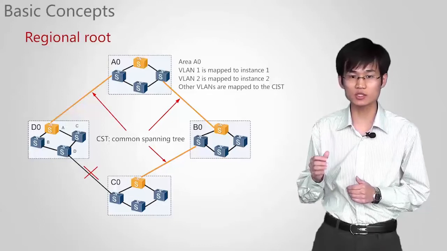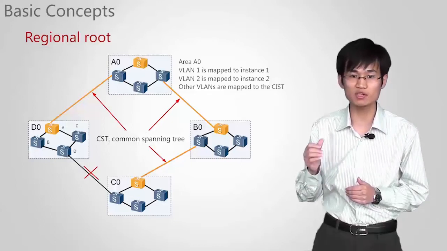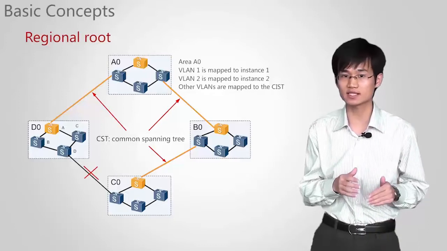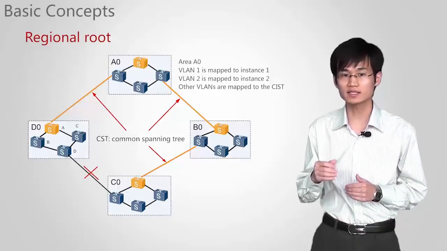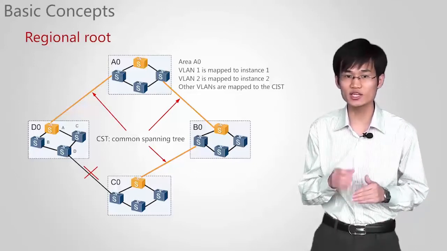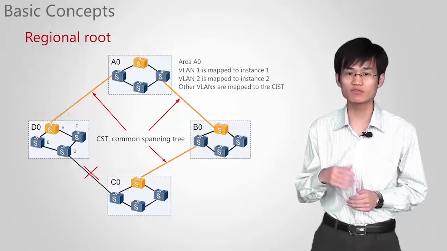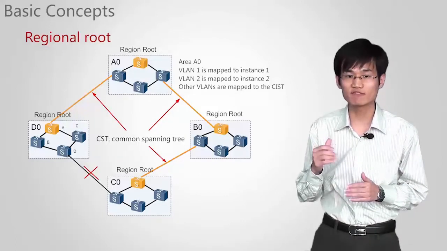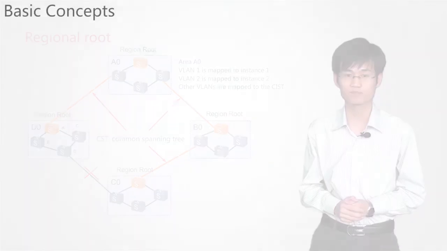An MST region may contain multiple spanning trees, each of which is an MSTI. The MSTI regional root is the tree root of each MSTI. Different MSTIs in the MST region have different regional roots. MSTP also involves the following concepts.